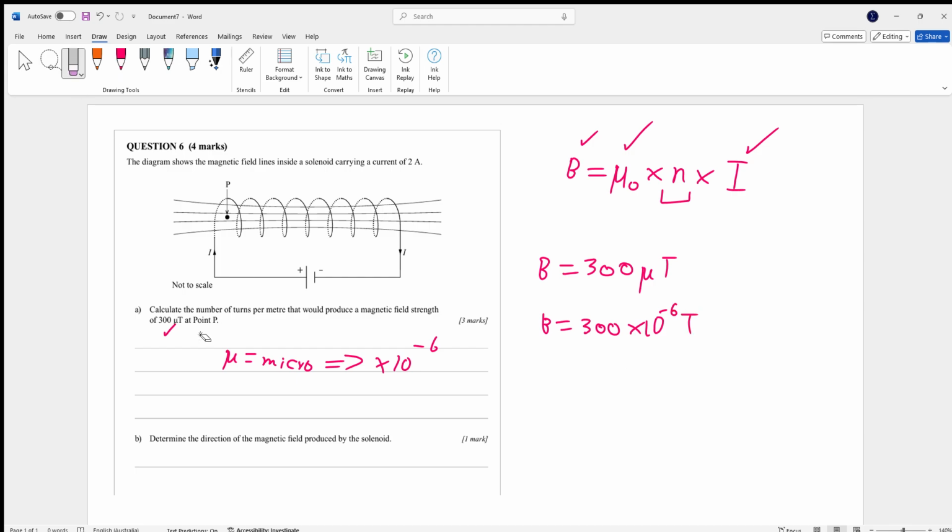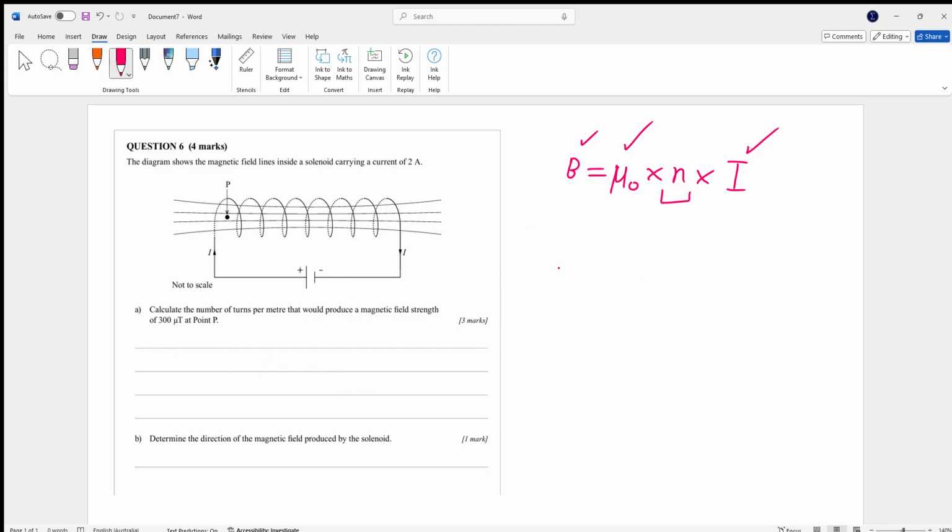Okay, so let's just list what we have. We have the magnetic field strength, which is 300 times 10 to the -6 Tesla. We have the permeability of free space. In the data sheet, they just call it the magnetic constant, which is 4 pi times 10 to the -7, and we don't worry about the units just yet. And then we've been given the current as well, which is 2 amps.